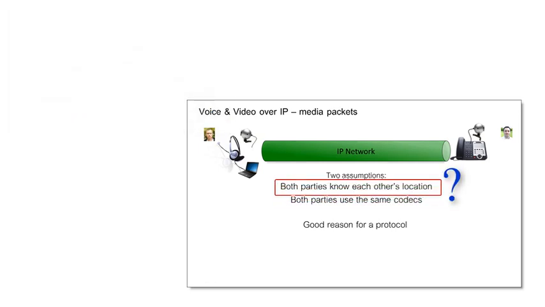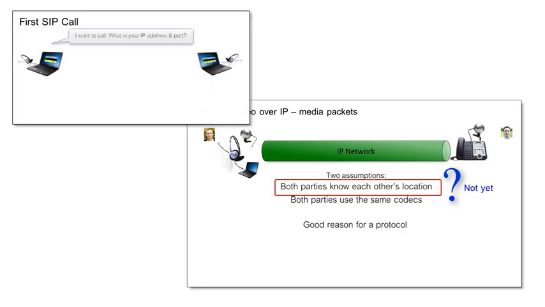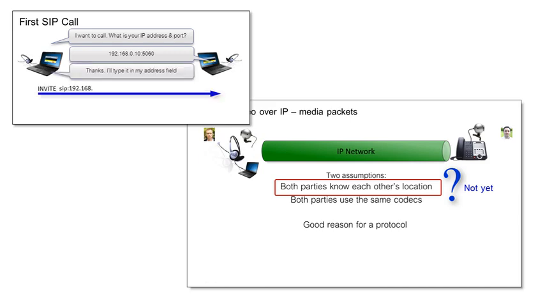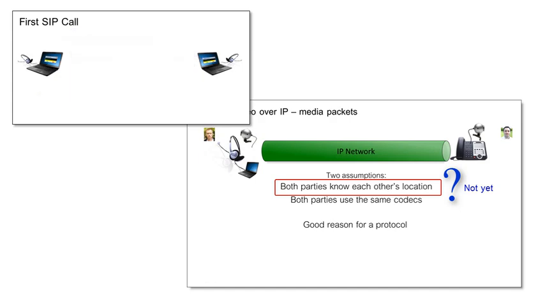How has SIP helped both parties discover each other's location? Well, so far in our studies, it hasn't. Not yet, at least. In fact, think back to your first SIP call. Before dialing, we had to look over and get the IP address and port of the other client, then manually type it into the address field. We haven't looked yet at how SIP helps clients discover each other's location, simply because in a peer-to-peer call, clients can't do that for themselves.